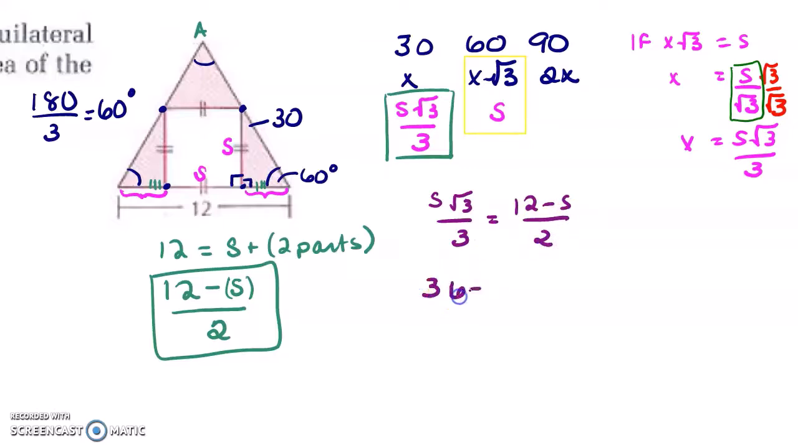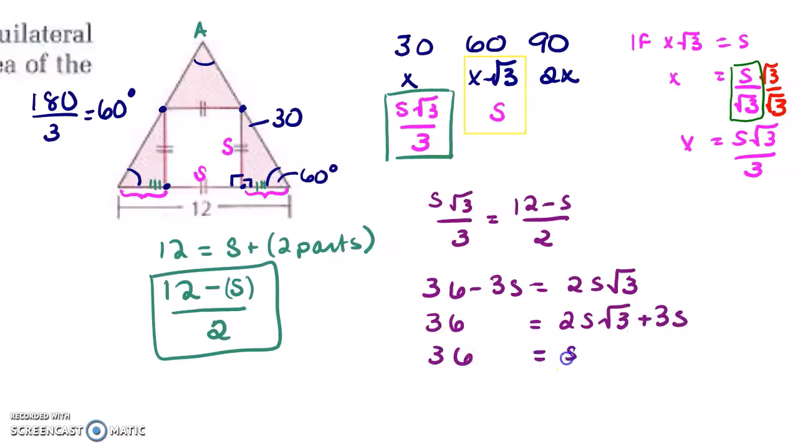Means extremes product theorem allows me to say that these are equal. That's cross multiplication. And then I want S on one side. So I'm going to add the 3s to both sides. And then I'm going to factor out that s. And that leaves me with 2 root 3 plus 3. And then I'm going to divide both sides by that other term. So 36 divided by 2 root 3 plus 3 is equal to the side of the square.